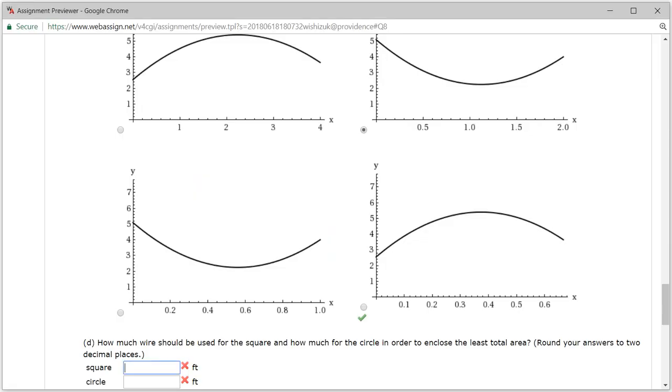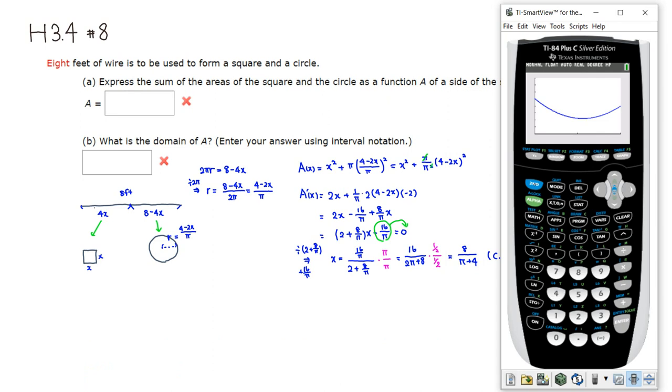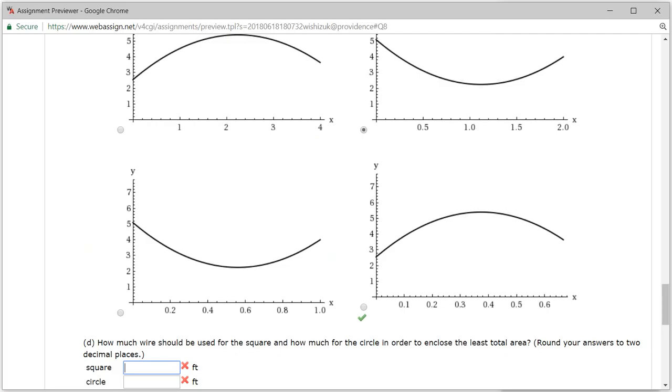So I'm going to type it in first. Oh, okay, I have to round the answer to 2 decimal places, so I'm going to have to do that. Bring out a calculator and quit to go back to the original screen. So we have 8 over, second pi, plus 4, and hit enter. It's going to be 1.12. So I'm going to type in 1.12.